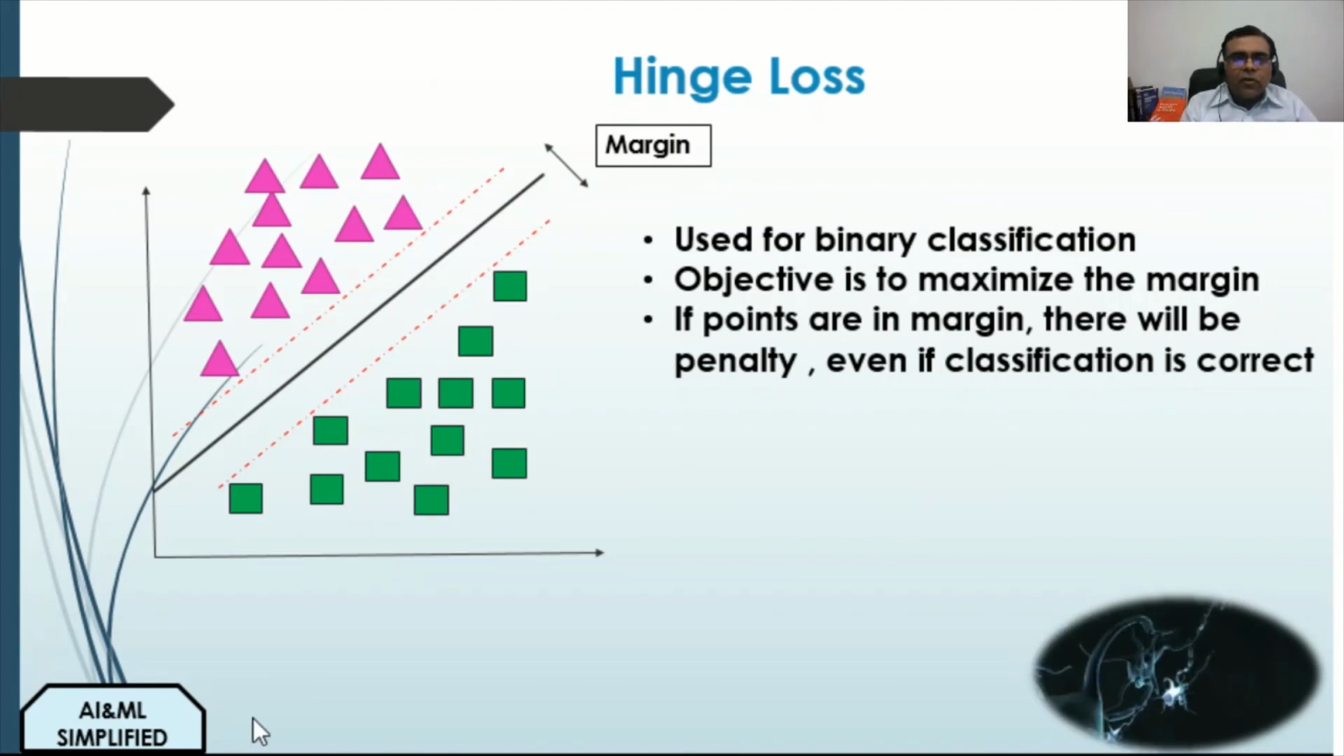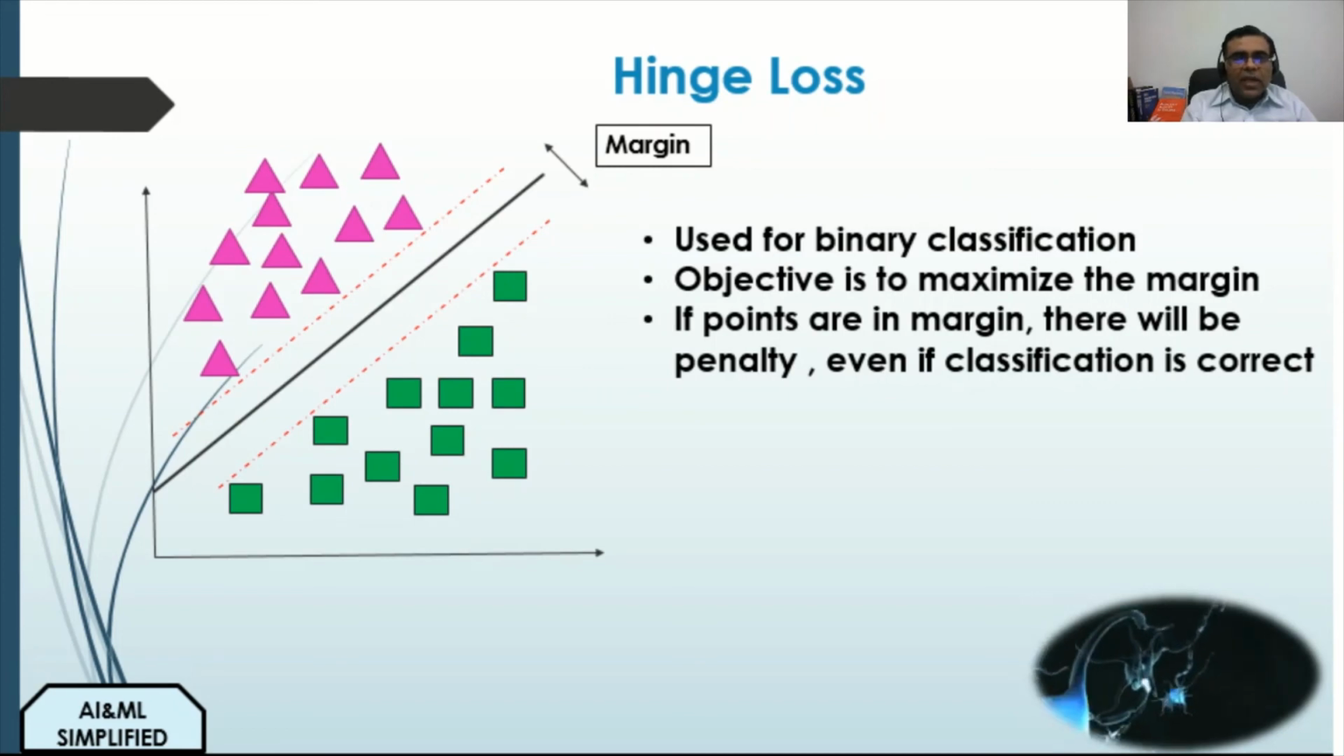Another form of loss used in classification is Hinge loss, and this is commonly used in SVM, specifically in the case of binary classification. And the objective is to maximize this margin. If there are points which are falling in this margin in the classification or during the test phase, there is a penalty associated with them, even though the classification is correct.